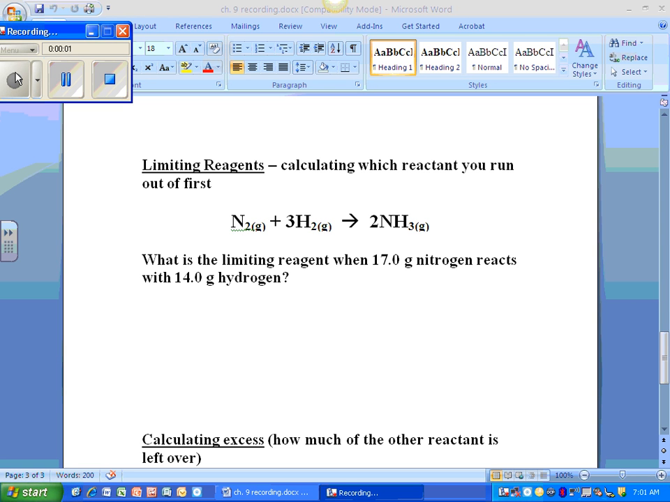The first thing to keep in mind with limiting reagents is they're not scary. A lot of people see this and then they just freeze or they shut down. Limiting reagents is just figuring out, if you have a certain amount of each reactant, which one are you going to run out of first?